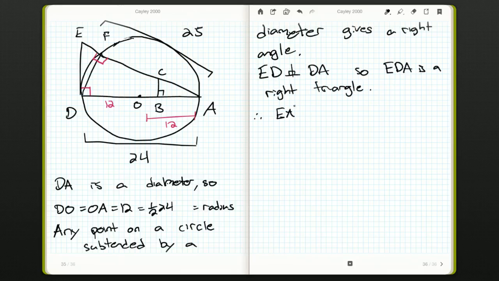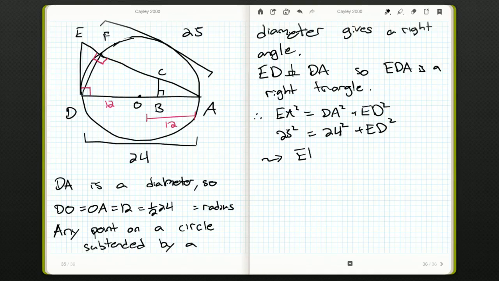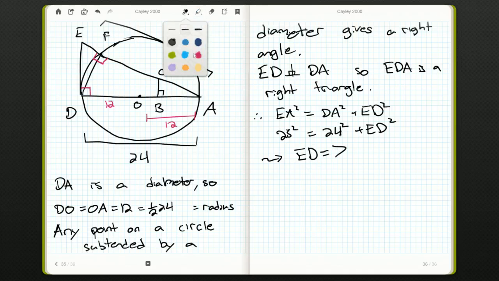Therefore, EA squared, so the hypotenuse, is the same as DA squared plus ED squared, so this is just the Pythagorean theorem. 25 squared equals 24 squared plus, and this will be equal to 7 squared. 7, 24, 25, that's a popular Pythagorean triple that comes up a lot on these contests. If you doubt me, feel free to work it out on your own. But this is something that you can notice and makes your work go faster. Triangles like 7, 24, 25, or 8, 15, 17, these are good Pythagorean triples to know. So ED is equal to 7, and let's mark that in on our little diagram.